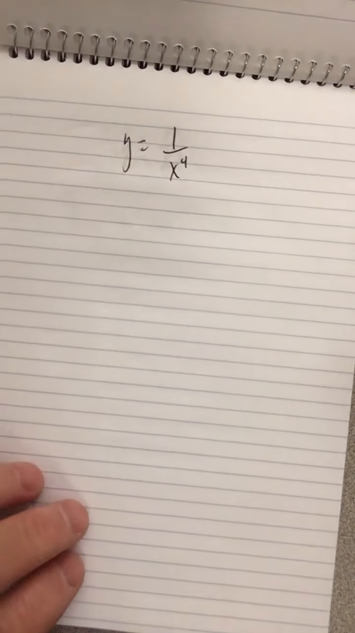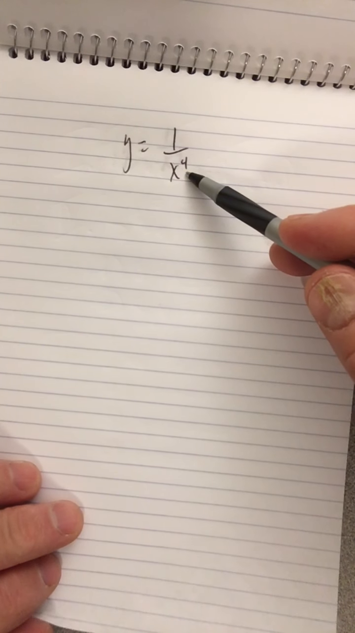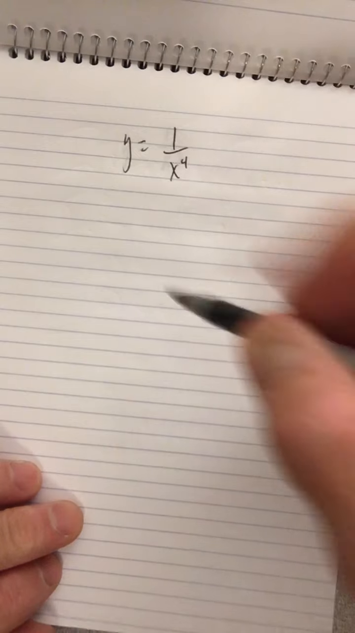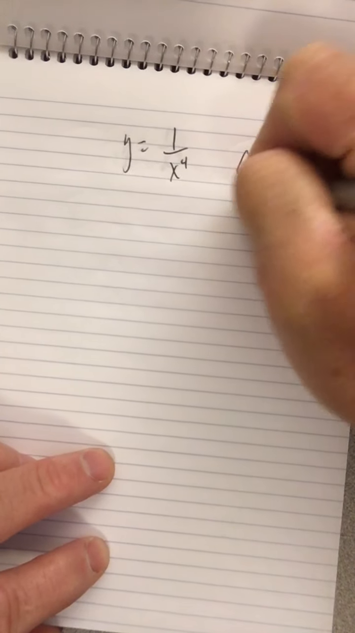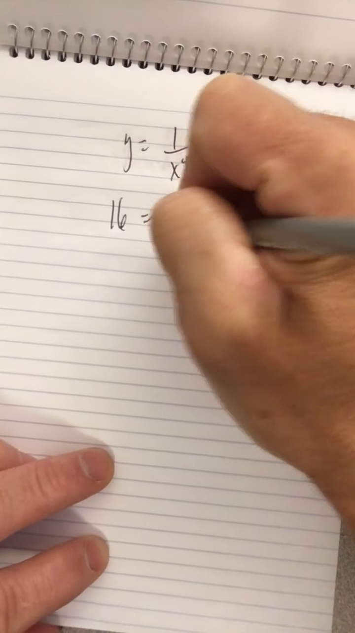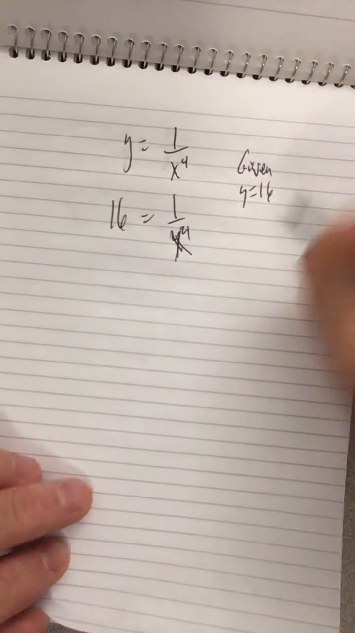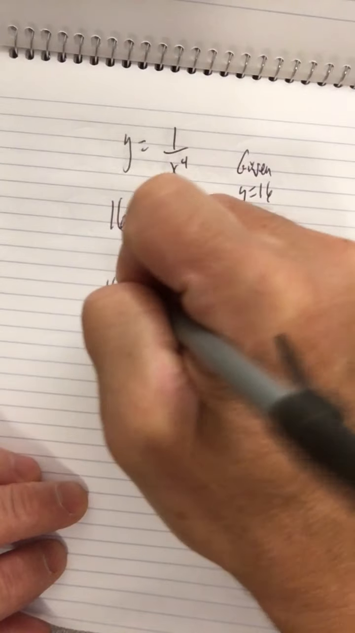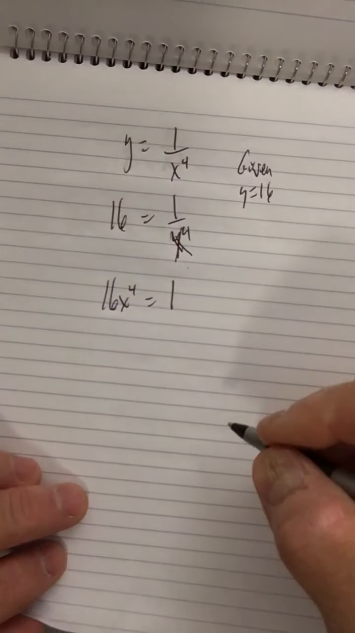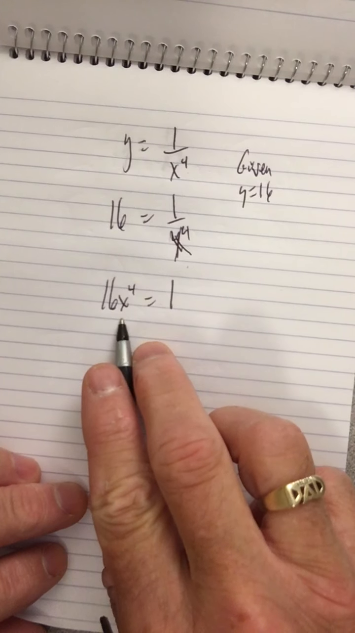Alright, so we want the line tangent to this curve, and we know that y is 16. We're given y is 16, so we put in 16 for y. And that's the worst x ever. And we solve for x. So I'm going to multiply both sides. I get 16x to the 4 equals 1. Right now I can see the answer is 2 or negative 2.